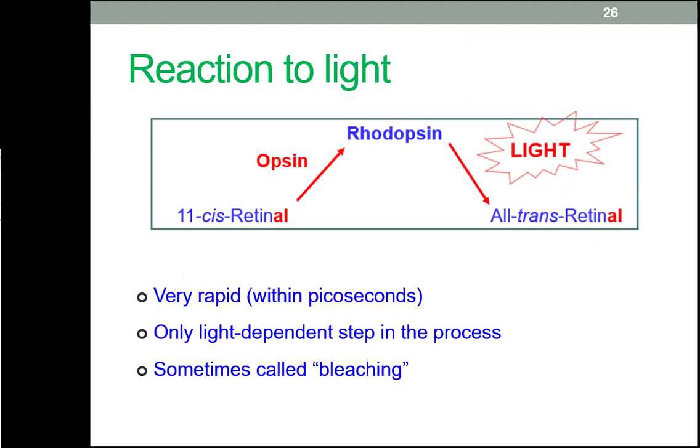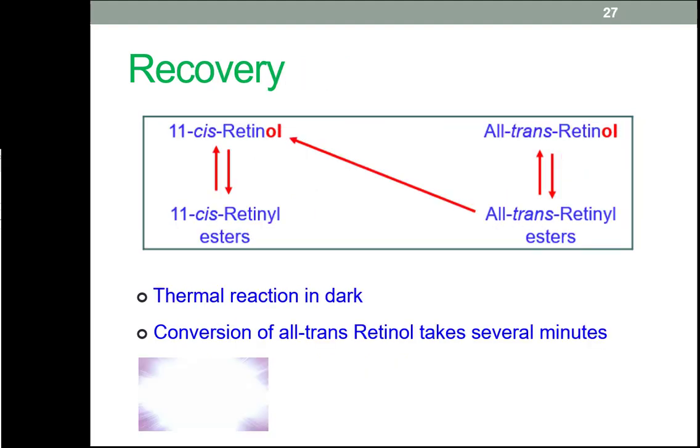Reaction to light. The reaction to light is very rapid, of the order of picoseconds, a picosecond being 10 to the minus 12 seconds. It's the only light-dependent step in the vision process, and it's sometimes called bleaching for the reason we'll discuss in the next slide. Recovery, particularly from a bright light, is a much slower process than activation by light. That's why it takes a significant time for your eyes to recover after looking into a bright light. You still see afterimages for quite a while.